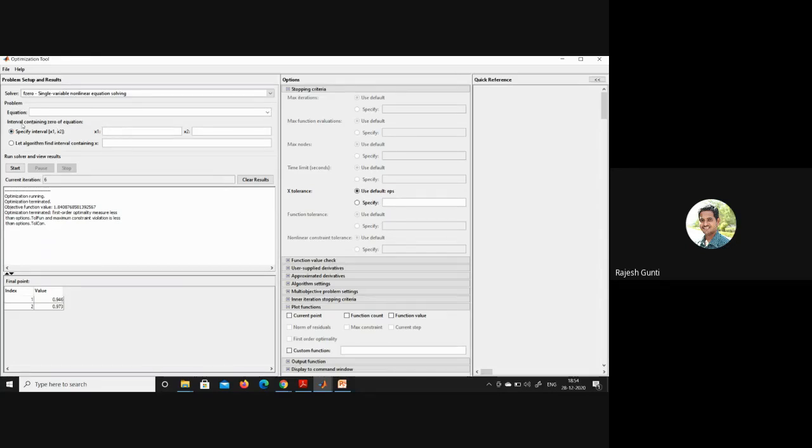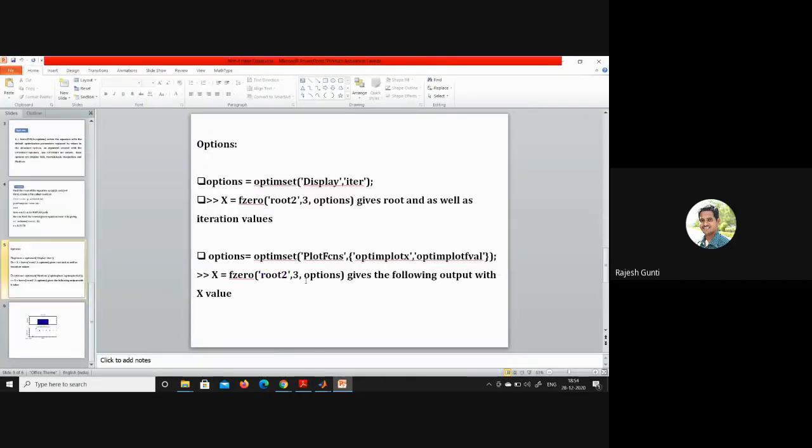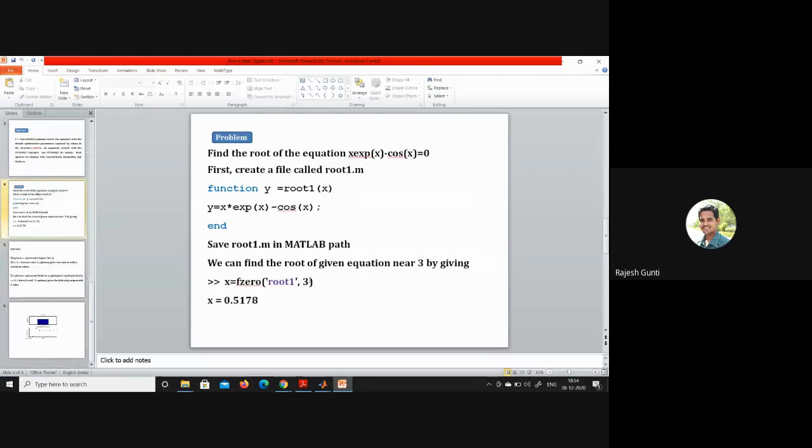Interval containing zero of the equation. Suppose you want to give an initial value, we'll put this value. Okay. Did you understand my point? Two things I told there: you can give a point or an interval also. Am I correct? An interval or a point as the initial value.